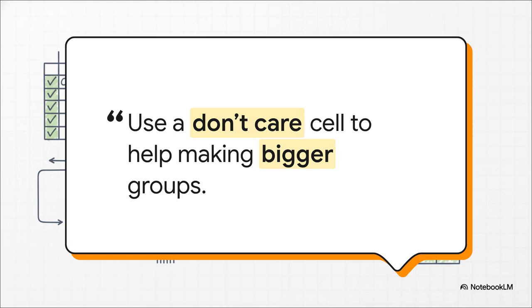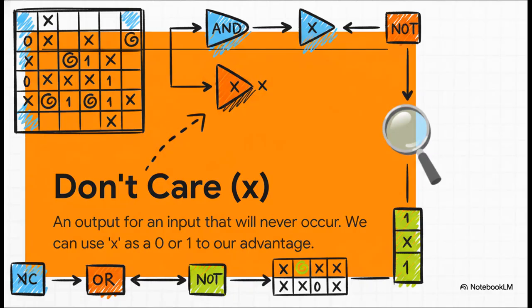The second trick involves these things called don't cares. And these are basically the wild cards in our logic puzzle. They give us the flexibility to make our groups as big as possible. And remember, bigger groups always means simpler equations. So what on earth is a don't care? Well, it's an output for an input that is physically impossible.